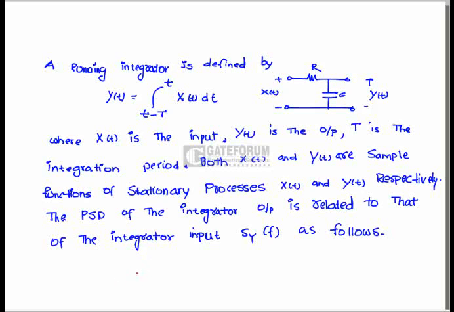In the given problem, we have to find out the output power spectral density in terms of the input power spectral density. For that, we need to know the relationship between the output power spectral density and the input power spectral density, which is given as follows. Output power spectral density Sy of f equals the transfer function of the system squared times the input PSD. In order to calculate the output PSD, we need to know the frequency response of the system.